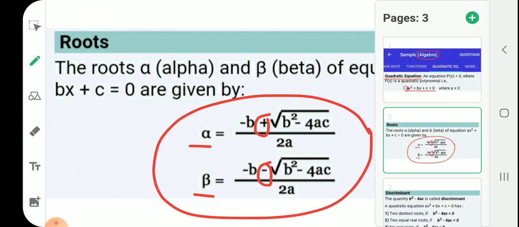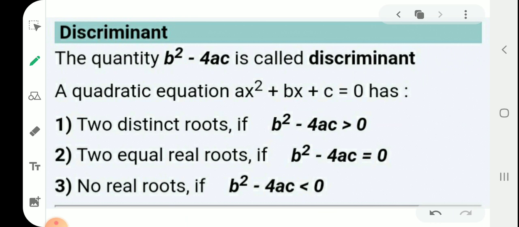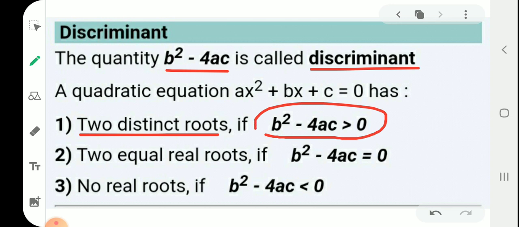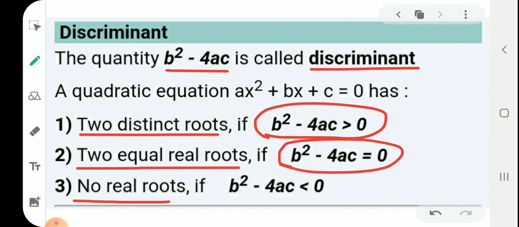And we have the discriminant. The quantity b squared minus 4ac is called the discriminant. So the quadratic equation ax squared plus bx plus c equals 0 has two distinct roots. Remember, two distinct roots, if b squared minus 4ac is greater than 0, and two equal real roots if b squared minus 4ac is equal to 0, and no real roots if b squared minus 4ac is less than 0.